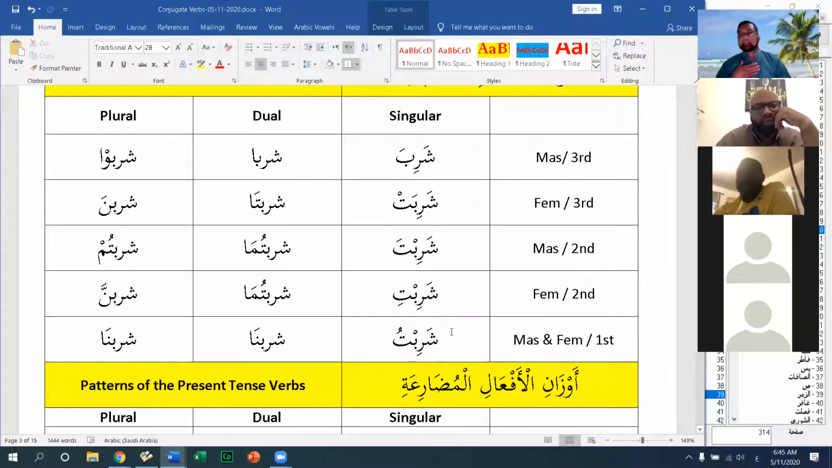Huma shariba. No, no, no. Ana, let's finish. Ana sharibtu. Yes. Ana sharibtu. Huma shariba. Huma shariba. Sharibata. Antuma. No, no, no. Huma, yes, sharibata. Okay. Huma sharibata. Yeah, this ba would have a fatha. Okay. Antuma sharibtuma. Antuma sharibtuma. Yeah, and remember these two would be the same. Okay.